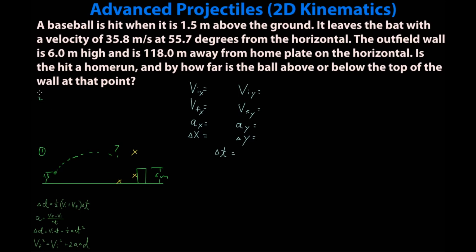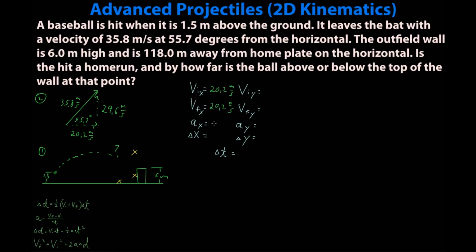This again was step 1. Step 2, let's break up our initial velocity vector. This is 55.7 degrees, and this is 35.8 meters per second. Using cosine, 20.2 meters per second on the x. Using sine, 29.6 meters per second on the y. Put those in right now, 20.2 meters per second.